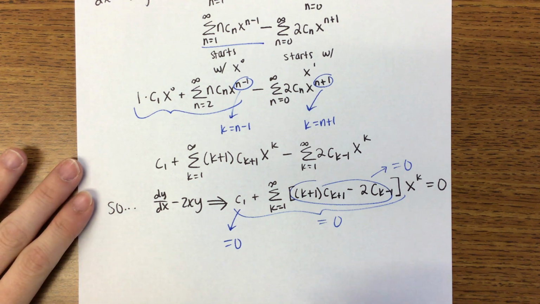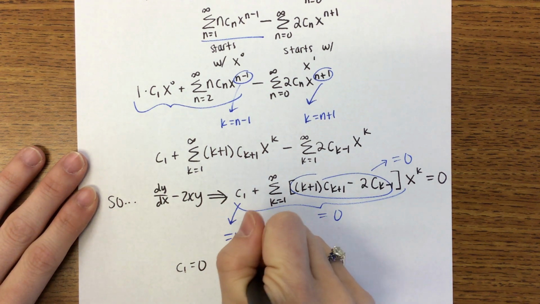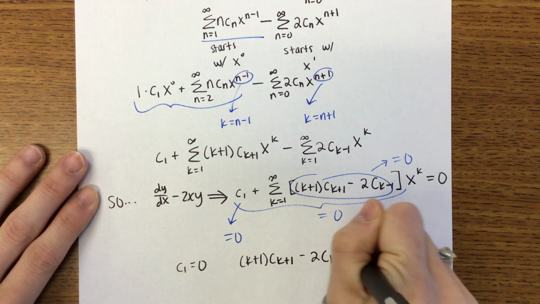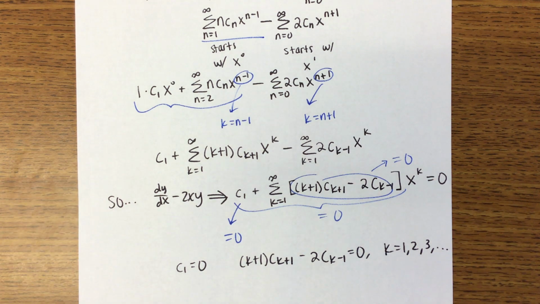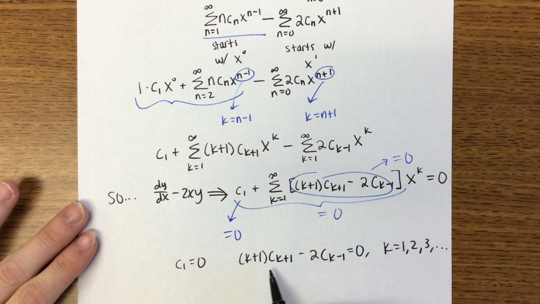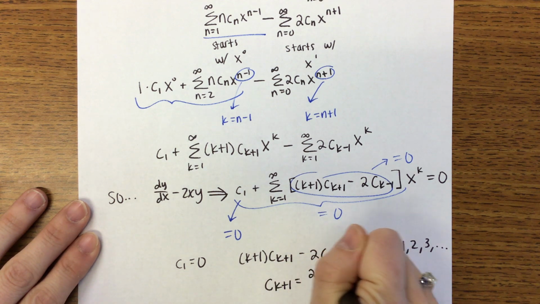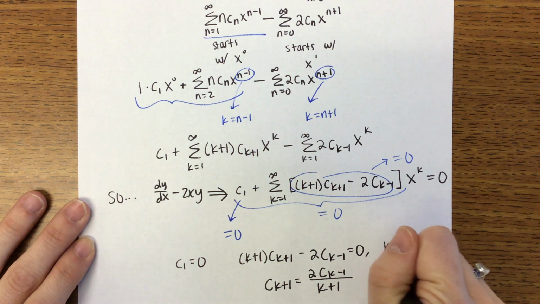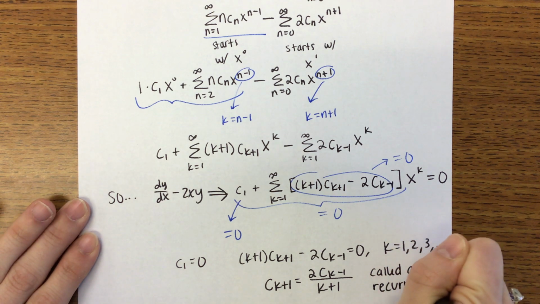Okay, so here's what that gives us. We know that c_1 is equal to 0. We also know that (k plus 1) c_(k+1) minus 2c_(k-1) is equal to 0, for k equals 1, 2, 3, and so on. I'm going to solve for c_(k+1). When I do, I get 2c_(k-1) over k plus 1. Now if you remember, when you've done power series or series at all in the past, this is called a recurrence relation.